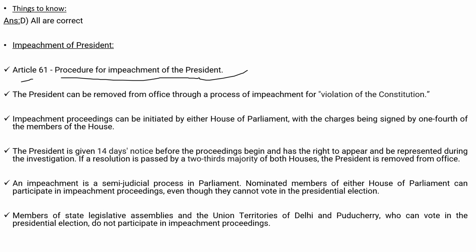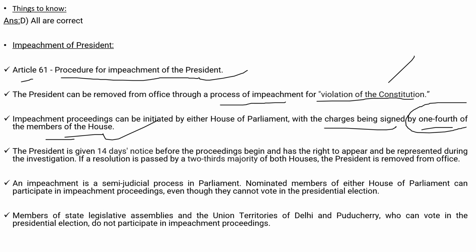Impeachment of the President: Article 61 provides the procedure for impeachment of the President. The President can be removed from office through impeachment for violation of the Constitution. Impeachment proceedings can be initiated by either house of Parliament, with charges signed by 1/4 of the members of the house. This is a very important part, and it may sometimes be given as a full MCQ question. 1/4, not 2/3.